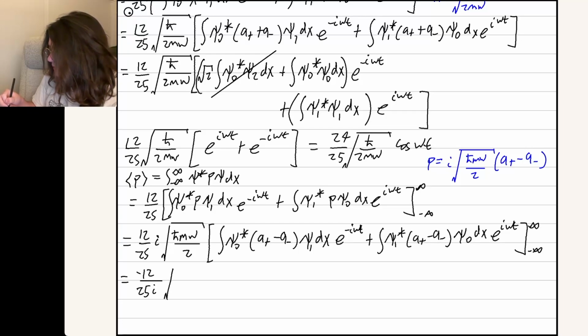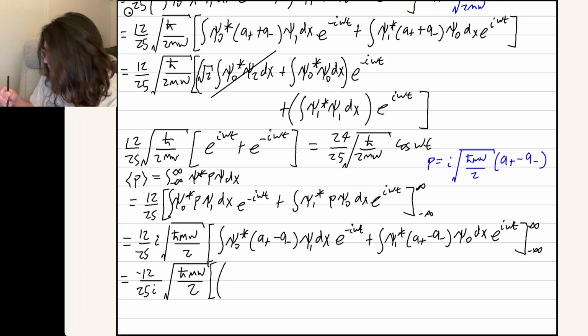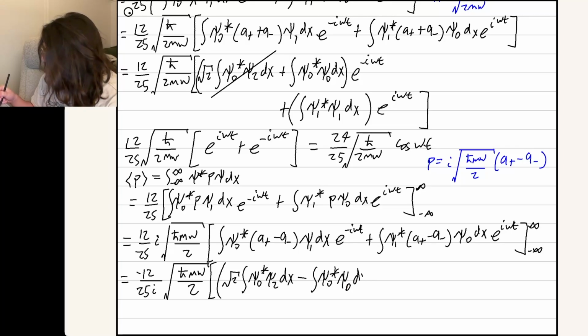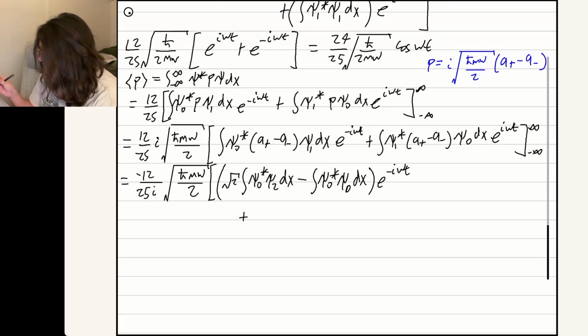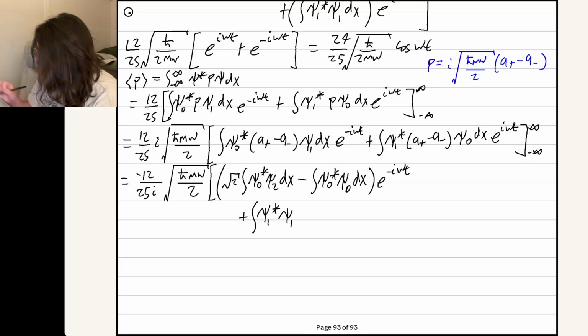Minus 12 over 25 i h bar m omega over 2 times, we'll have an integral with just root 2 times the integral of psi 0 star psi 2 dx minus the integral of psi 0 star psi 1, no, it's psi 0 again, dx, all times e to the minus i omega t, and also plus, again, we only have the integral of psi 1 star psi 1 dx e to the plus i omega t, all from minus infinity to infinity.